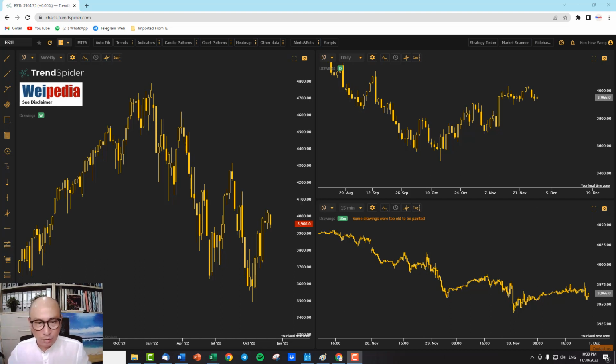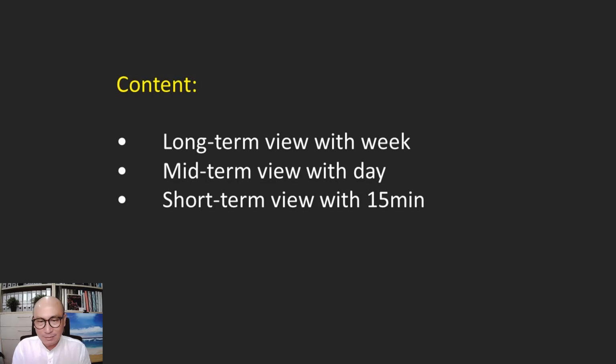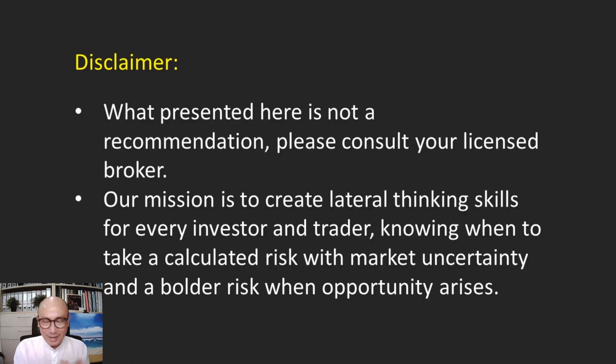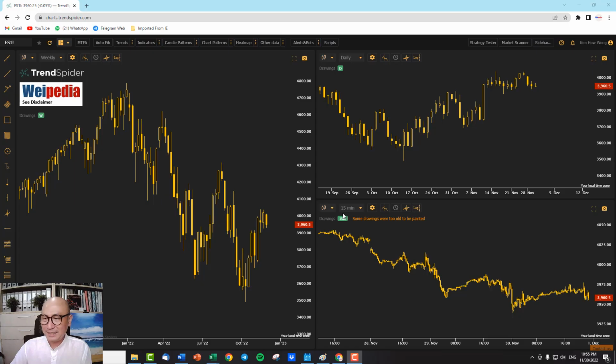With all these confusing signals, we're going to learn how to derive the long-term, mid-term, and short-term view: long-term using the weekly chart, mid-term using the daily chart, and short-term using the 15-minute chart. I just saw an opportunity in the 15-minute chart, so let's see if it can work for today. Before we get into the topic, let's take some time to read the disclaimer down here. All right, let's get started.